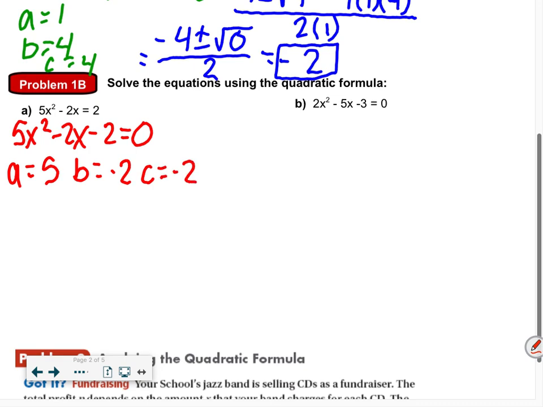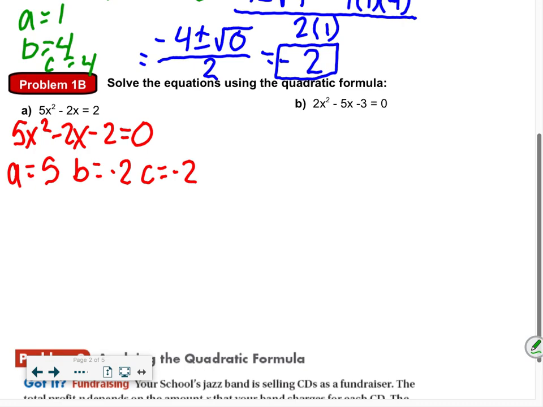Somebody asked me last hour, will b and c always be the same? No, they just happen to be in these two examples. b and c just depend on what is multiplied by x and what your constant is. Okay, what's my next step? Plug it into that quadratic formula.